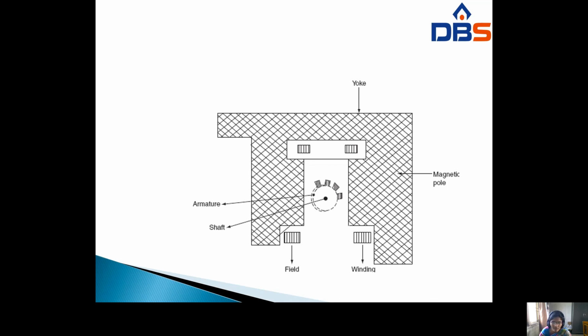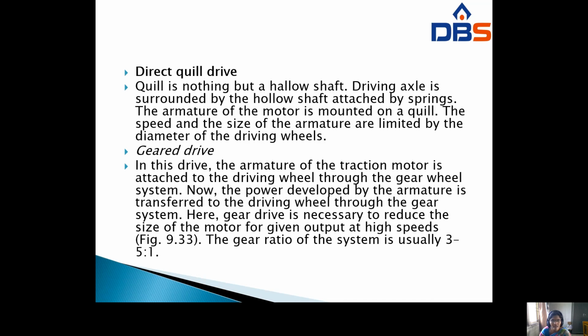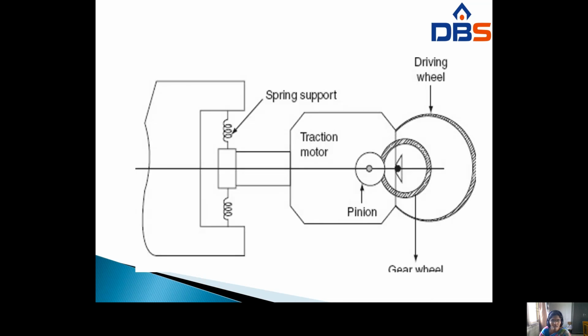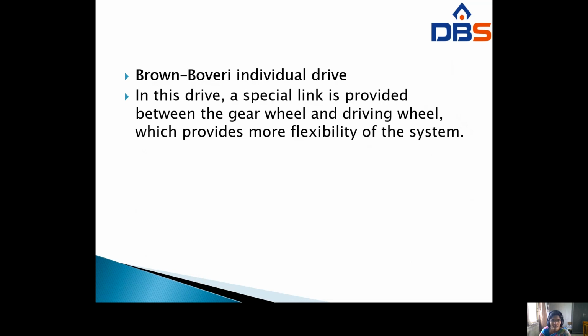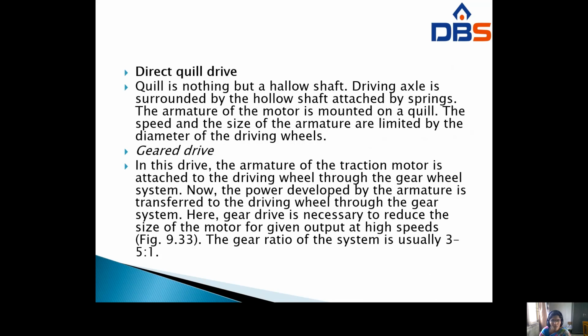This is the pole. This is the armature and this is the motor shaft. Yoke, field winding, armature winding. So this is the arrangement of the direct drive. So, direct drive, gear drive.